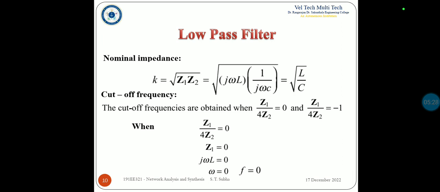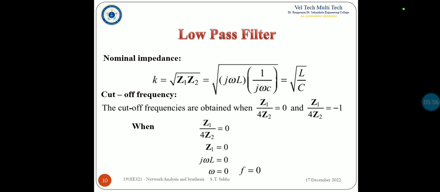First, we'll derive the nominal impedance and cutoff frequency for a low pass filter. Nominal impedance can be found by the relation K is equal to square root of Z1 into Z2. We can substitute from the previous equation, that is Z1 equal to j omega L and Z2 equal to 1 by j omega C, which is equal to square root of L by C.